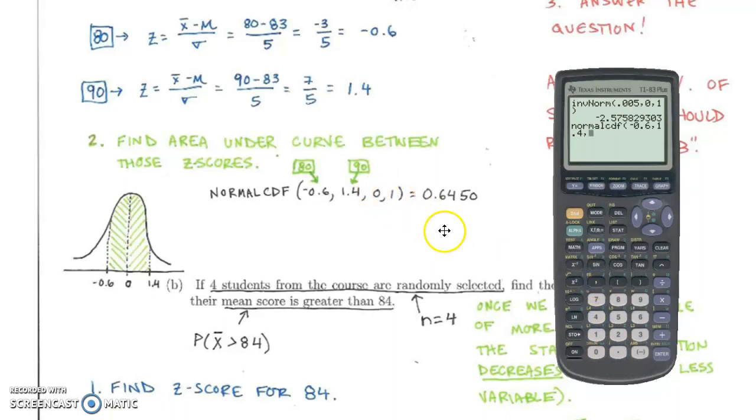And the 0 and 1 should be familiar to you. We did it last time. I'm trying to relate it to a standard normal distribution, which has a mean of 0 and a standard deviation of 1. 0.64499 rounds to 0.6450, and that's how I got that number.